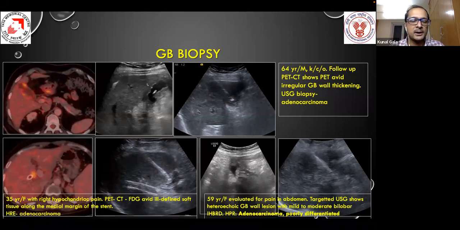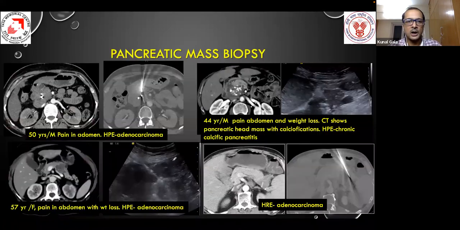Always do a transhepatic biopsy, because if there is bile fluid which comes out, it gets a tamponade effect with the help of the liver. So this is another perihilar lesion along the stent. There is a lesion which is located, and the biopsy is taken right from that, and this turned out to be an adenocarcinoma.